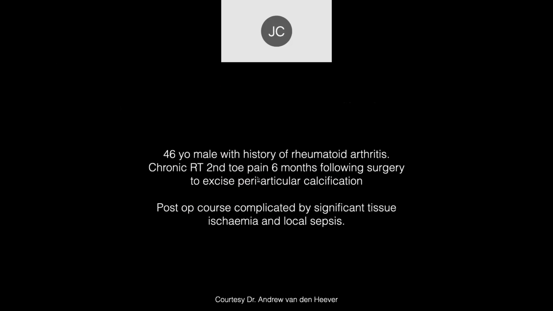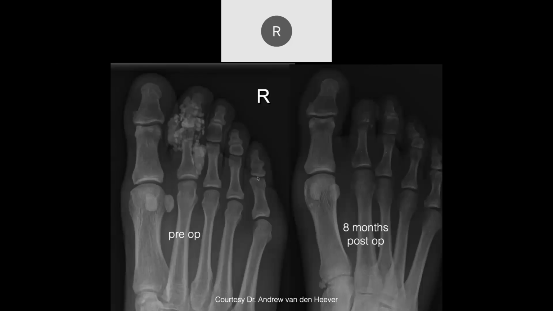All right, so we have a 46-year-old male with a history of rheumatoid arthritis, chronic right second toe pain for 6 months following surgery to excise periarticular calcification, post-op course complicated by significant tissue ischemia and local sepsis. And so pre-op, I do see a lot of that periarticular calcification, second digit. Post-operatively, I don't see that.